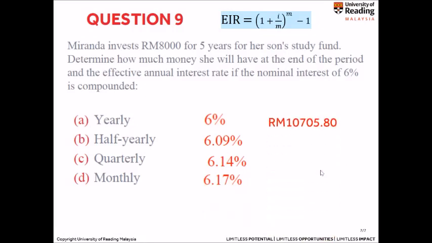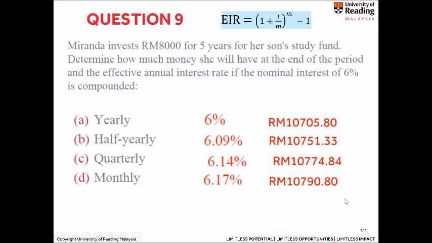So the amount that you will get for yearly is 10,705.80. For half yearly, the amount has increased to 10,751.33. Quarterly, you have 10,774.84, and monthly 10,790.80. That is the end of lecture 4.